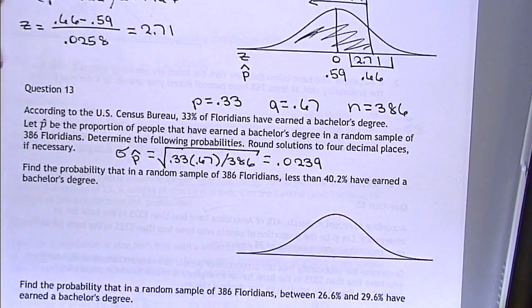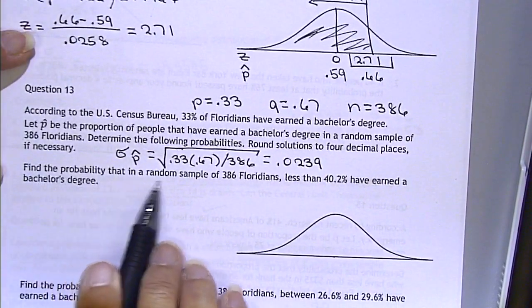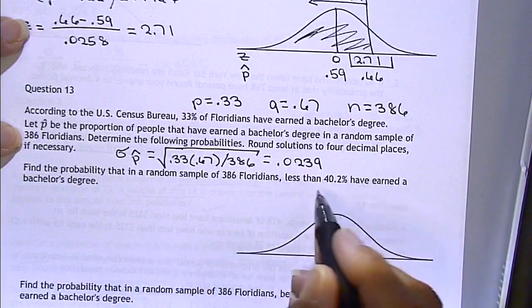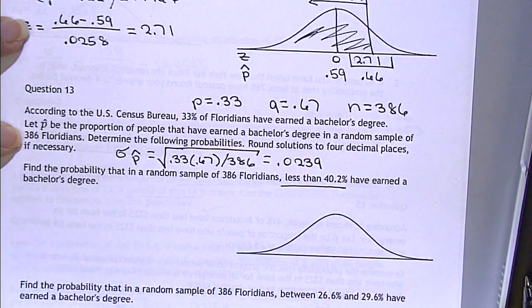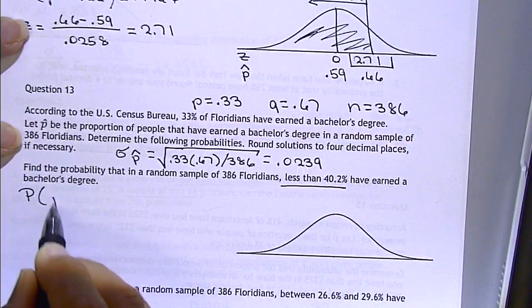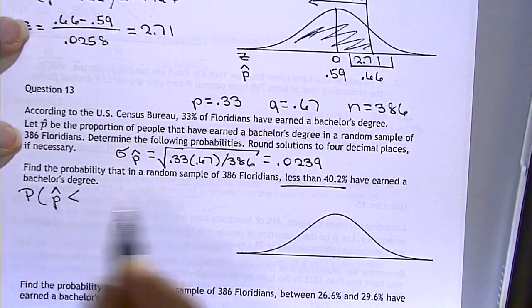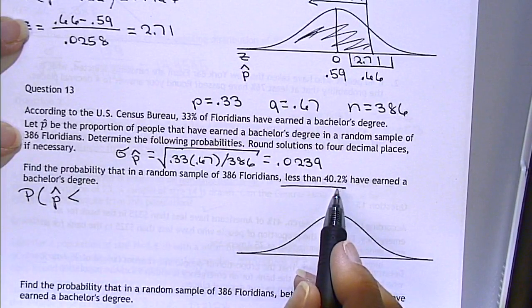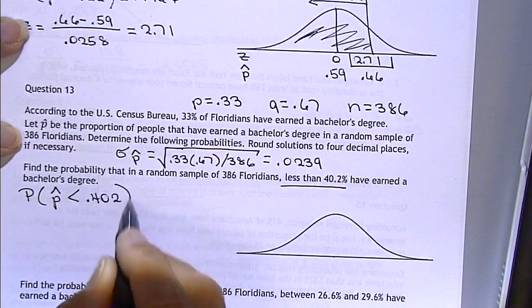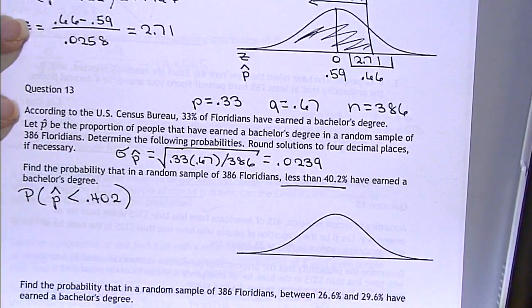Now let's see what the question is. Find the probability that in that same random sample, they haven't changed the sample number on me. You always check that, okay? Less than 40.2% have earned a college degree. Okay, probability that P hat is less than, now look, this written as a decimal always looks strange to people, but you don't put 40.2, you put 0.402. Don't forget, you got to change percentages to decimals, okay?